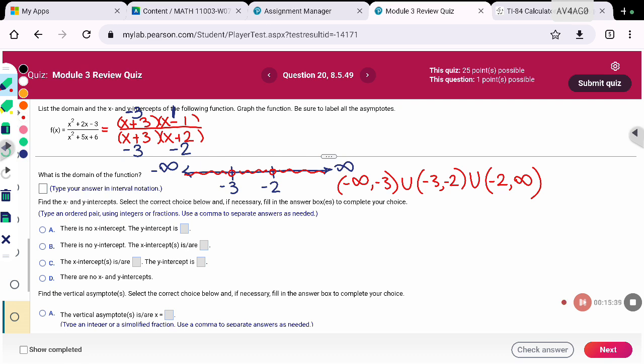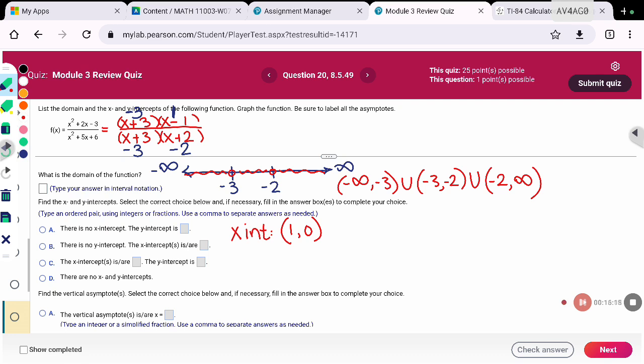Then the next group of questions is asking about the x and y intercepts. So remember what the x-intercepts are. They are zeros of the numerator that are not also zeros of the denominator. So -3 is not an x-intercept because it's a 0 in both places. So the only x-intercept is the 1. And remember, we're going to enter that as an ordered pair, 1, 0.